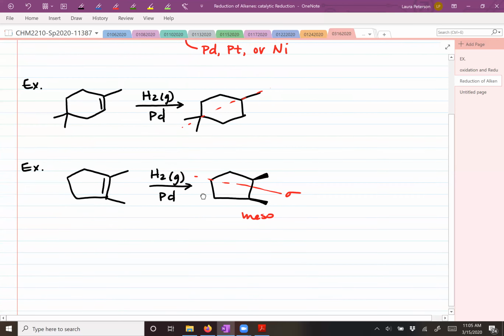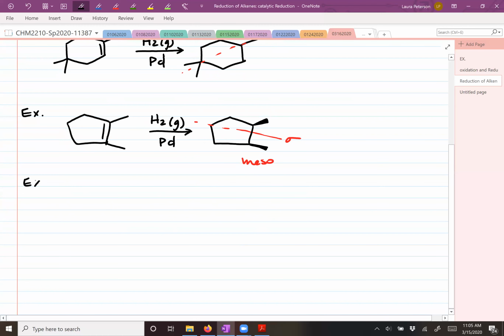All right, so let's go ahead then and look at one example of a linear alkene, and then we'll talk about one related issue to the catalytic reduction of an alkene.